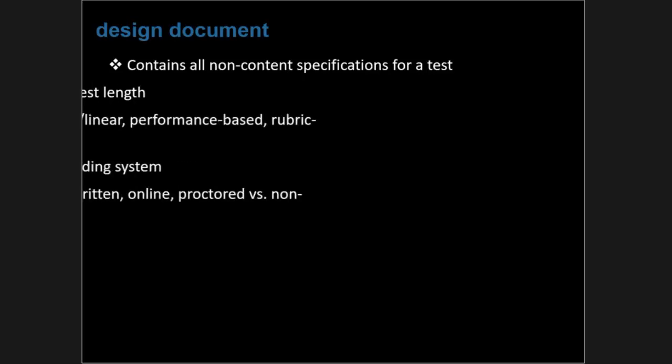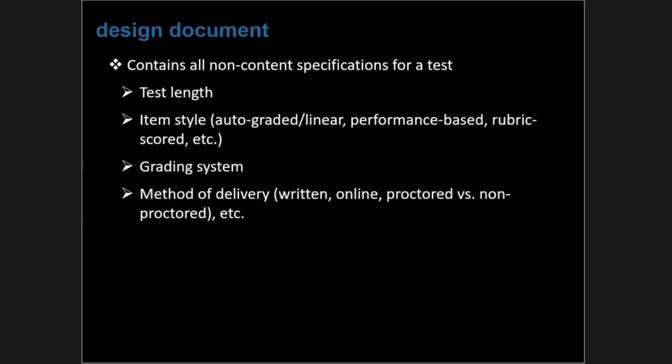Now, in addition to a blueprint, I think I mentioned there is more than one document you want to create. The second document is what I call a design document, and this contains all non-content specifications in the test, everything having to do not with content that's covered in the blueprint, but with other aspects of the test, such as the test length, the item style. Is it going to be auto-graded, linear items? We'll be covering linear items in the next lesson. Is it going to be performance-based and rubric-scored? Topics we'll be covering in the lessons after that. What's the grading system? Is it going to be pass-fail, A through F? What's the method of delivery? Many of you are probably thinking about online, but there's also written assessments, proctored versus non-proctored assessments for more high-stakes exams, etc. All this information goes into the design document.